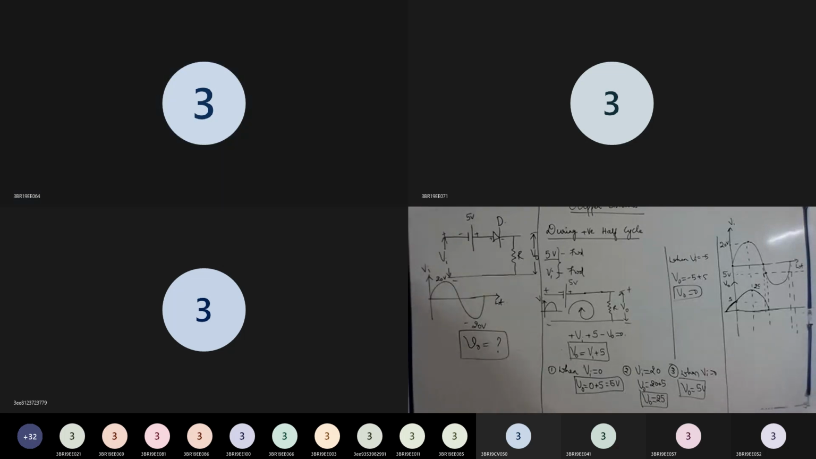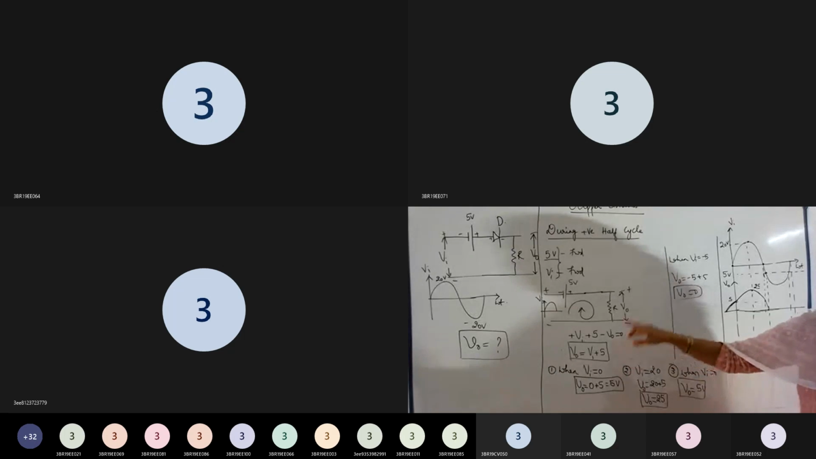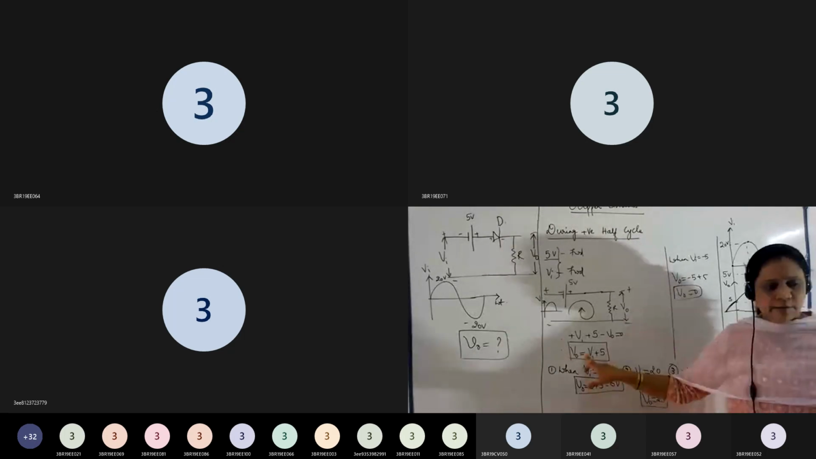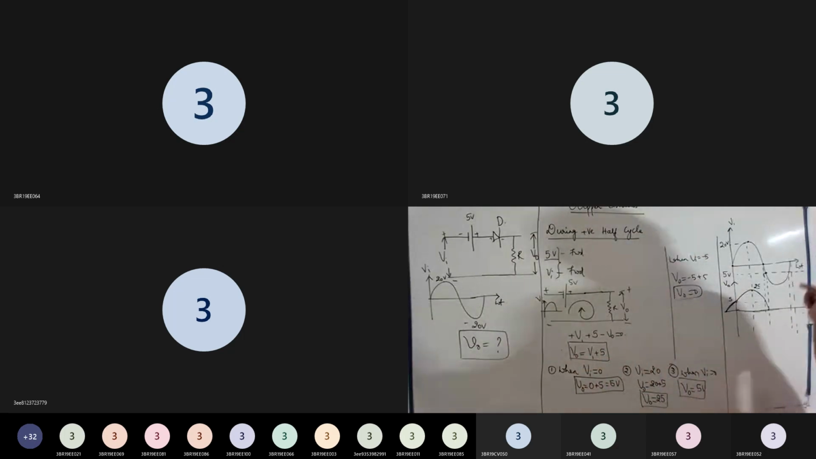Sorry, ma'am. According to this equation, I want to know when V naught will be 0. Mathematically speaking, when Vi is equal to minus 5, V naught will be 0. But you should identify here when Vi is minus 5 in the waveform. So observe here, this point is where Vi is equal to minus 5. So drop down that point: when Vi is minus 5, V naught will be 0. Since it is a sinusoidal waveform, join like this.